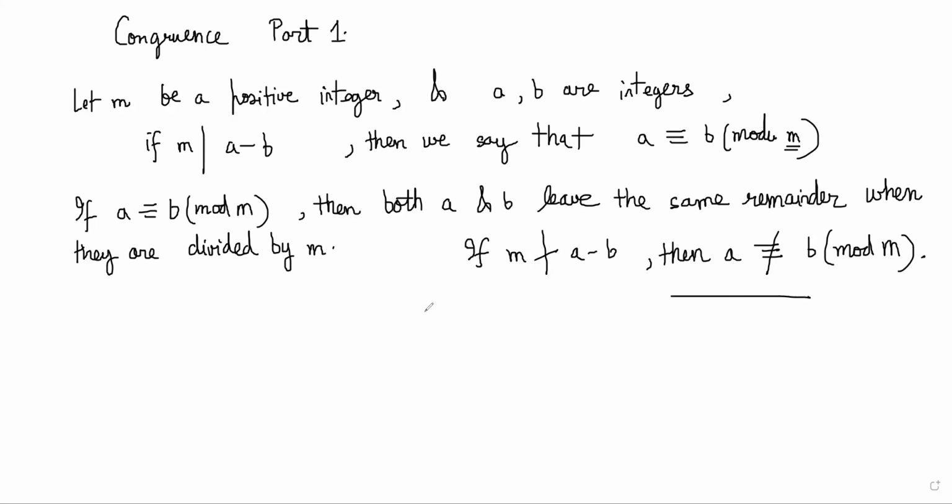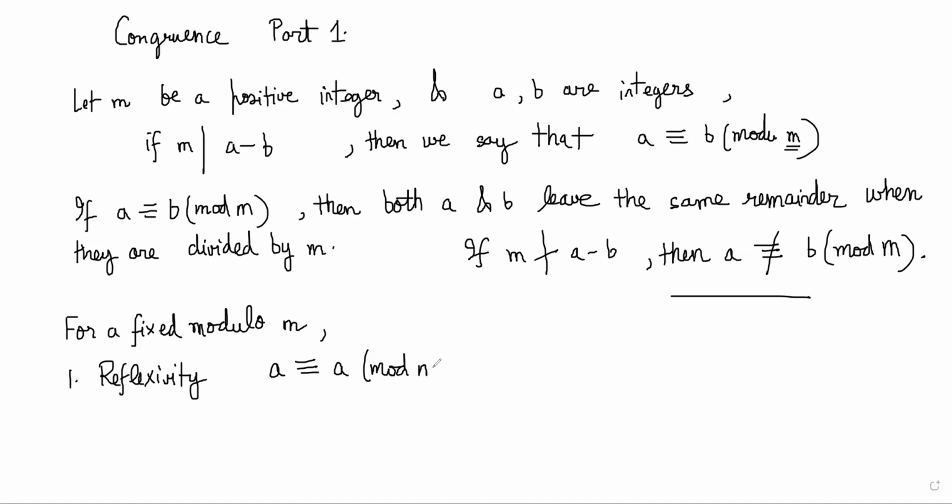Now, we have some nice properties of congruences which are very similar to the normal ways in which we operate with numbers. So I will list down some of these properties. So for a fixed modulo M, these are some of the properties that you can say. First of all is reflexivity. Reflexivity basically means that A is congruent to A mod M. It is obvious because M will divide A minus A. A minus A is actually 0. So M divides 0. So reflexivity is true.